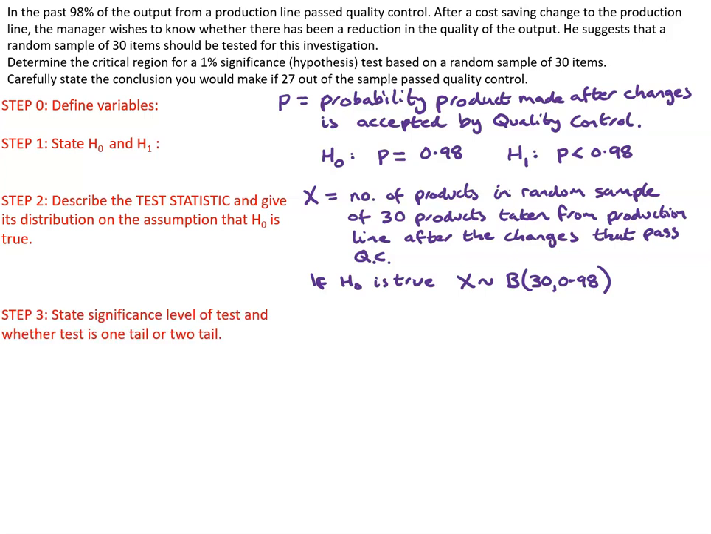Next step, we need to state the significance level of the test and whether the test is a one-tail or two-tail test. The question has most definitely told us that the significance level that we are to use is 1%. And because we are only going to want to accept the alternative hypothesis if the value of X is surprisingly small, it is a one-tailed test.